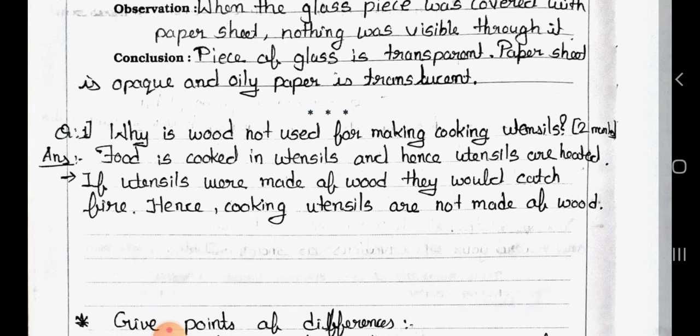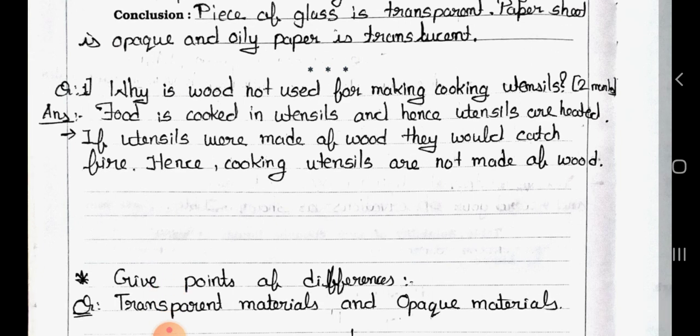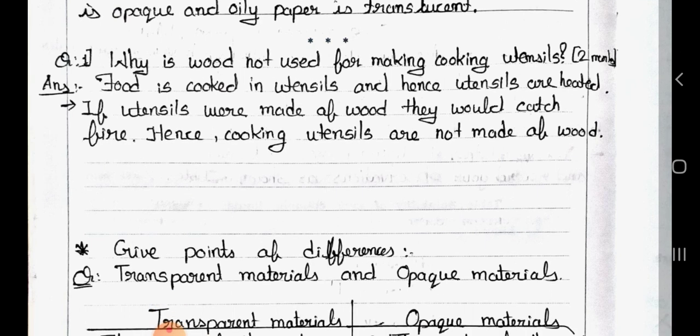Now see question 1, that is not given in the workbook but it's extra. Why is wood not used for making cooking utensils? It carries 2 marks. Answer is, food is cooked in utensils and hence utensils are heated. If utensils were made of wood, they would catch fire. Hence, cooking utensils are not made of wood. It can also be asked in give reasons and it's asked in the questions also.